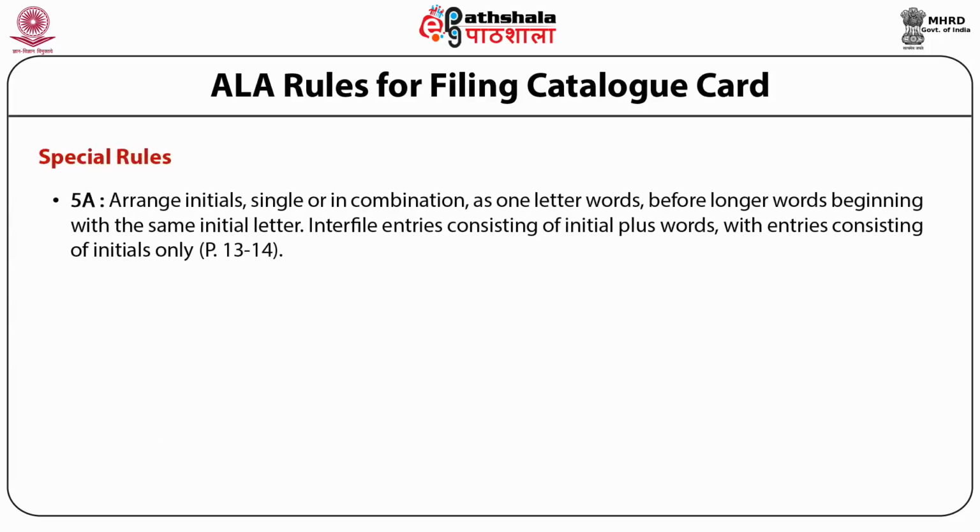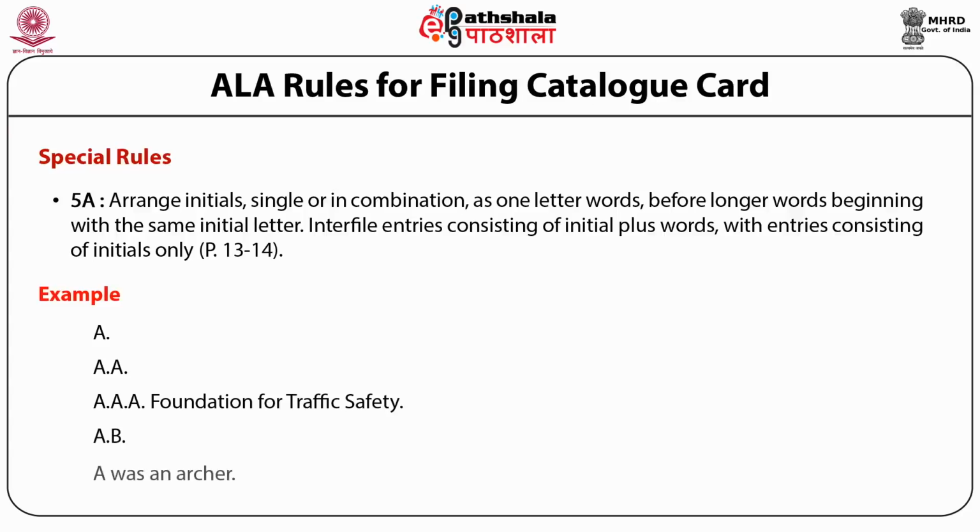Rule number 5A. Arrange initials, single or combination, as one-letter words before longer words beginning with the same initial letter. Interfile entries consisting of initials plus words with entries consisting of initials only. This rule is given on pages number 13 and 14. Examples are as follows. A, A, Foundation for Traffic Safety. AB, A was an architecture.